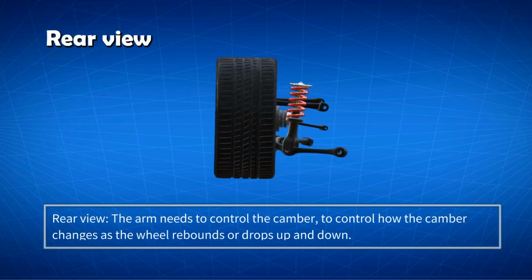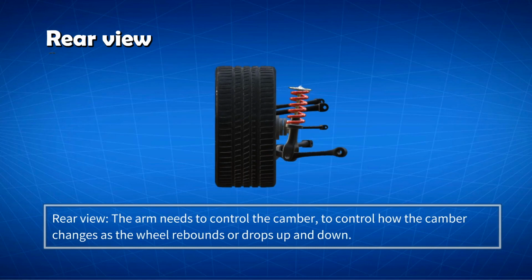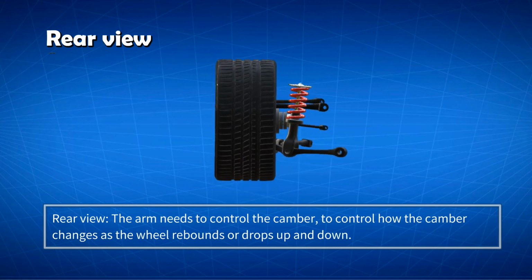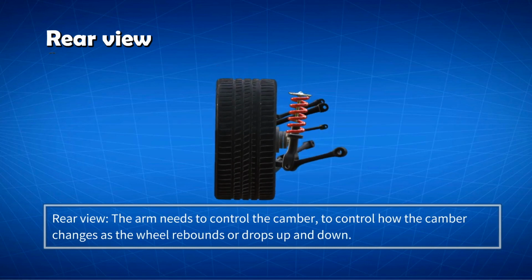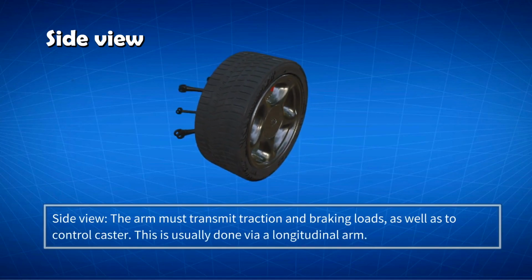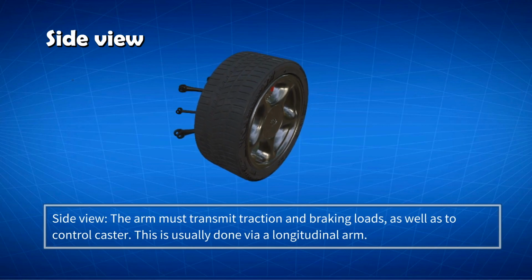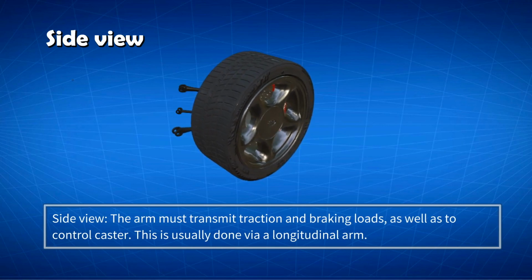In the rear view, the arm needs to control the camber, to control how the camber changes as the wheel rebounds or drops up and down. In the side view, the arm must transmit traction and braking loads, as well as to control caster. This is usually done by a longitudinal arm.